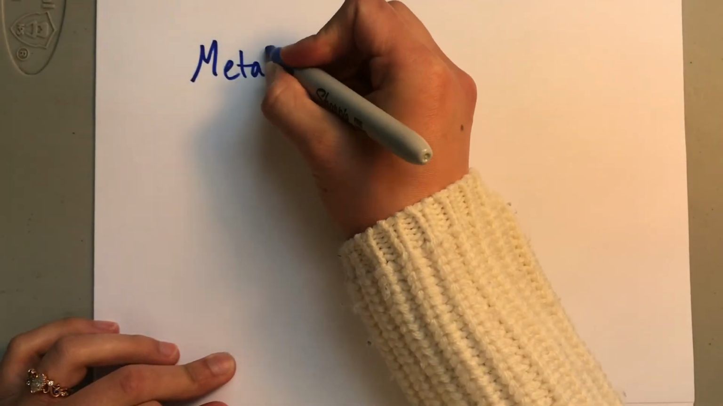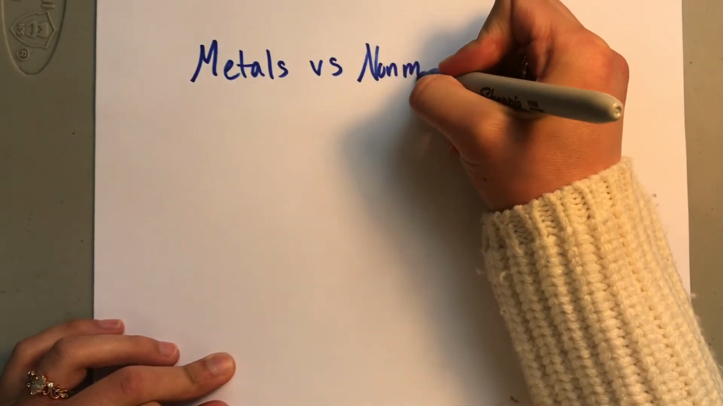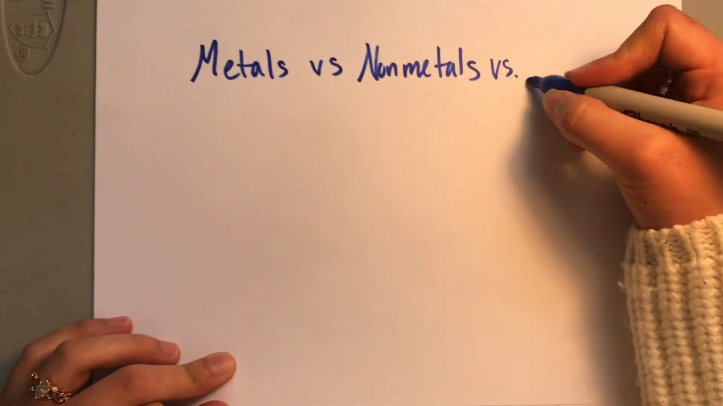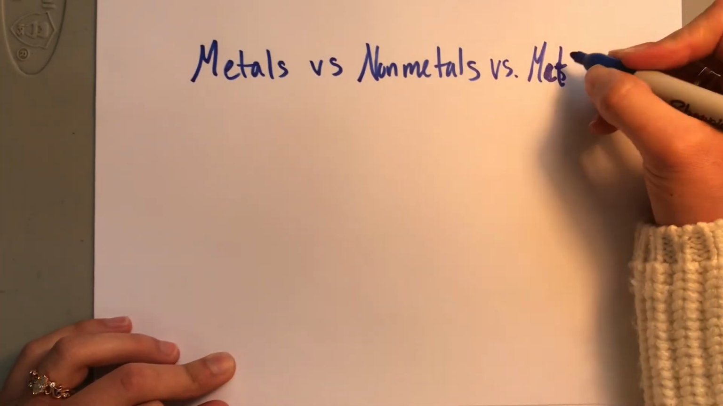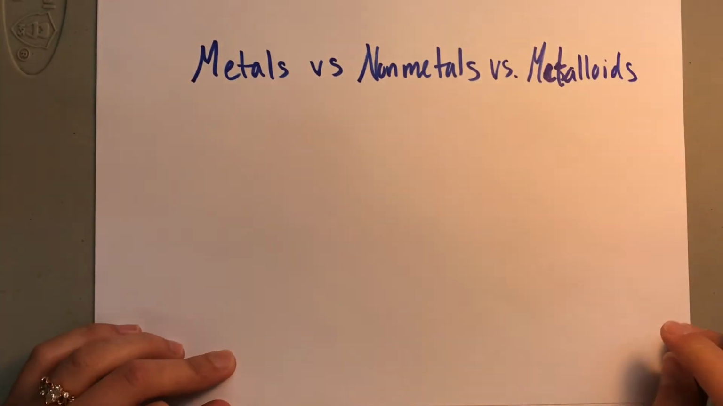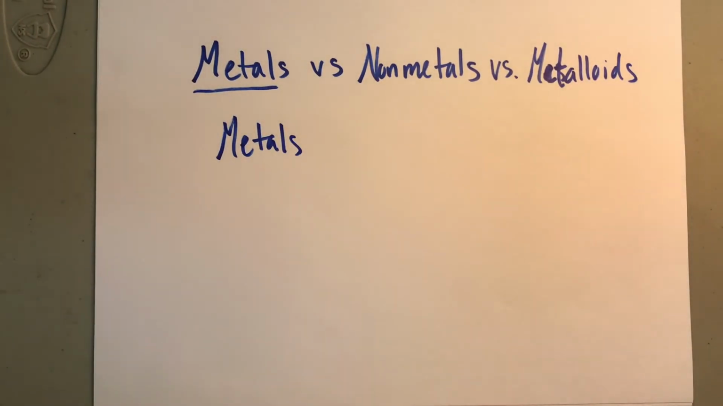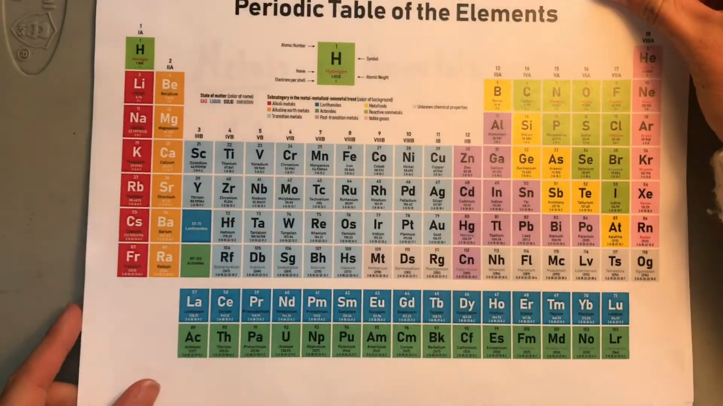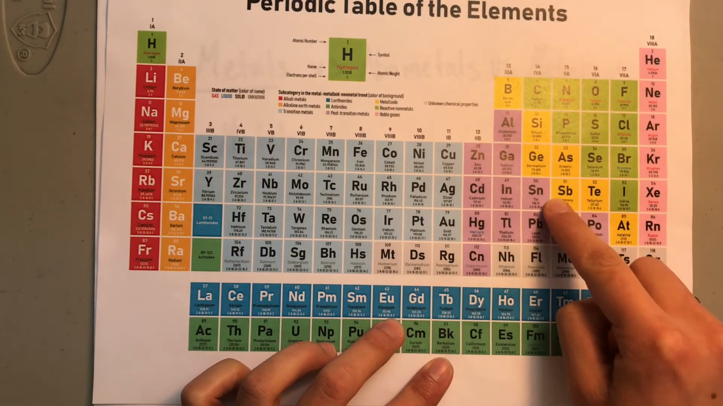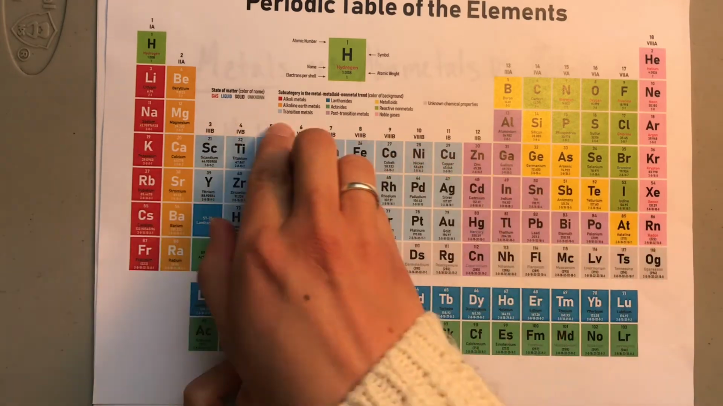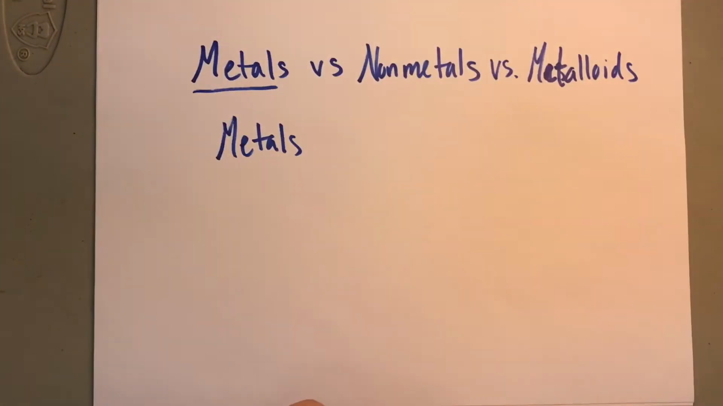We're going to divide the periodic table into three main groups: metals, nonmetals, and metalloids. First let's talk about metals. If we look on the periodic table, we'll see this step-like pattern. If you see that kind of border to the left of the yellow, all of those are metals. They're all to the left of the step-like pattern.